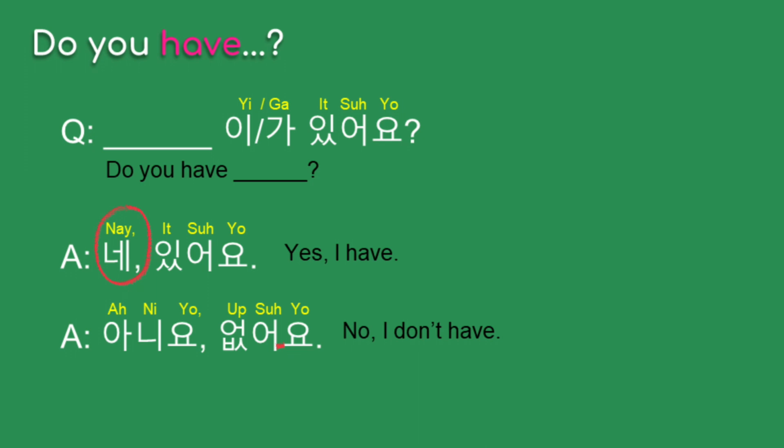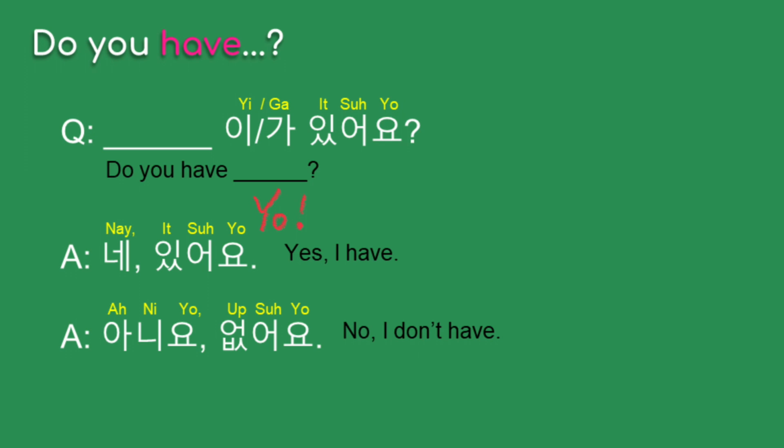But it means yes. And I'm teaching you guys only the polite forms, so it can actually be 네 or the casual form, so you're not gonna say it to a person who's older than you or who's higher than you. But if you're friends or if you're talking to a kid, you can say 있어 without yo. Yo is like a polite marker in Korean. Okay, so the basic polite form that I want you to remember is 네, 있어요.